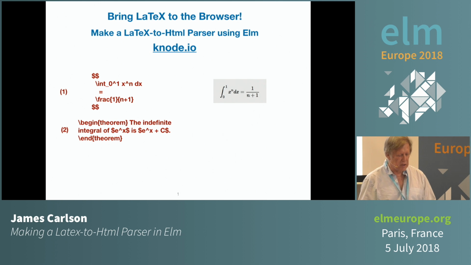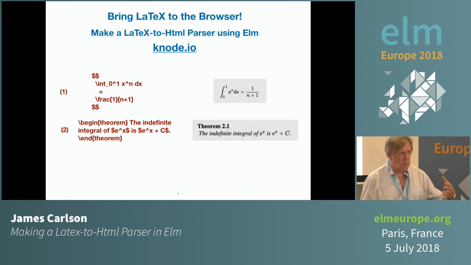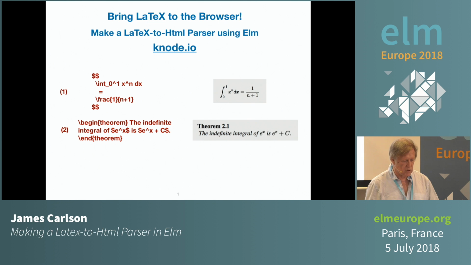Here's another little piece. When rendered, it looks like this. It's a numbered theorem. One of the things that LaTeX does is it numbers things for you. You can cross-reference those and so forth. So there are actually two parts to LaTeX. There's the stuff between dollar signs for equations and formulas, and there's the rest, the stuff outside.